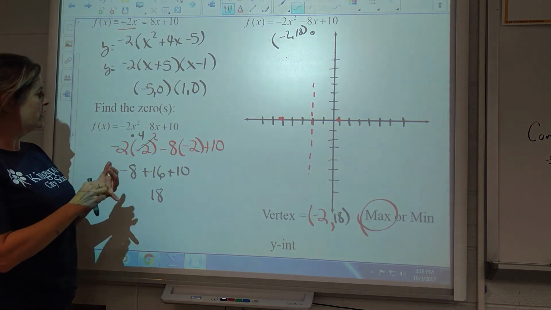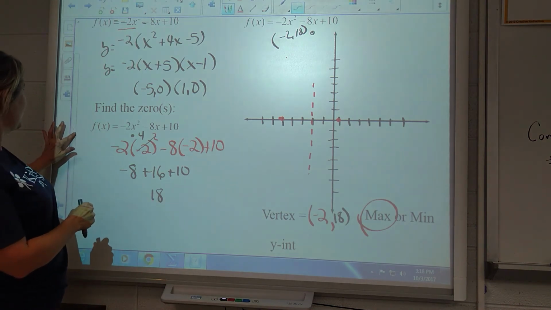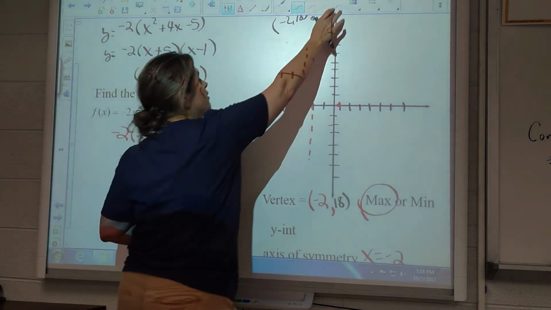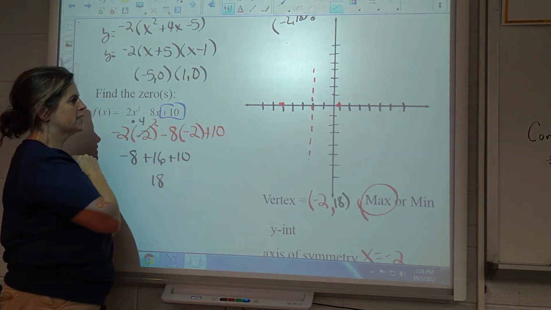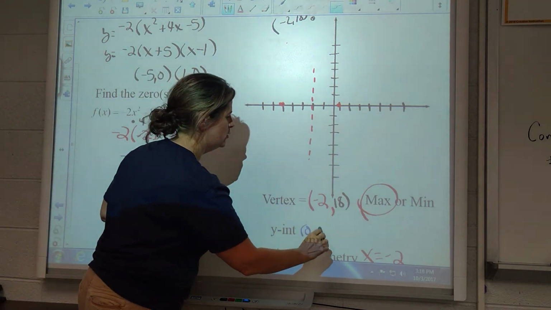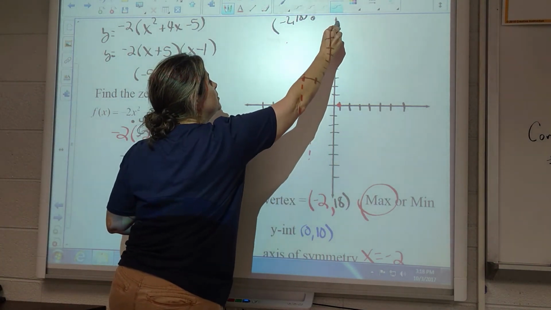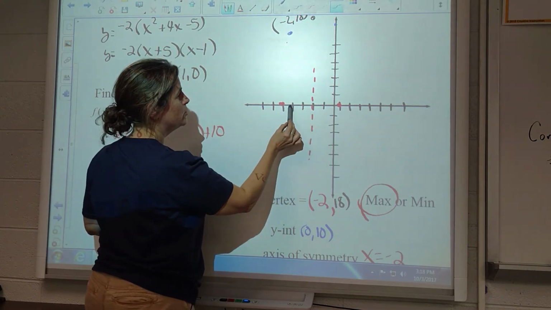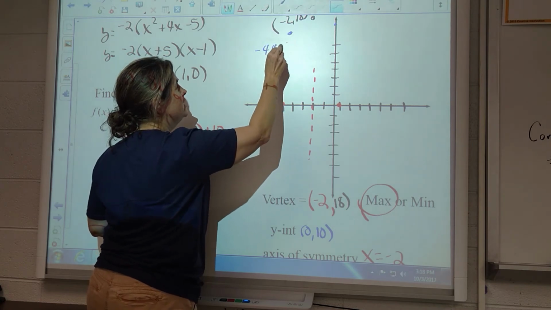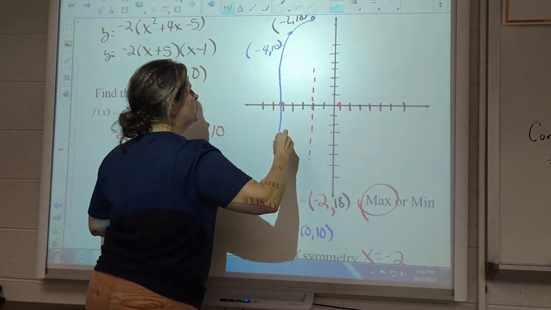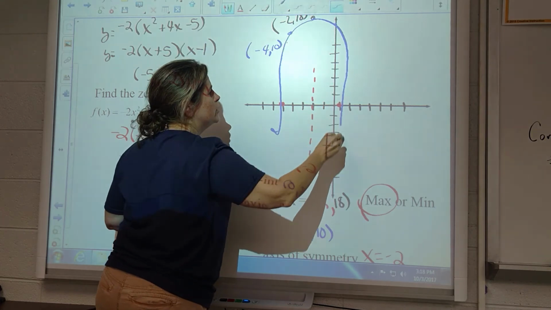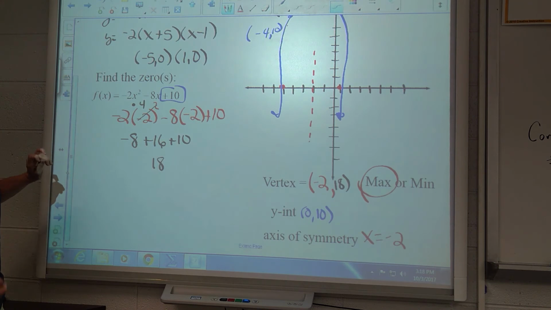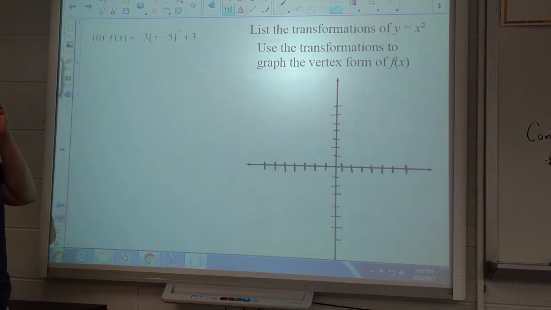Right, we could find our y-intercept. That is asked of us, so we might as well do that. We do have standard form, so we know that the y-intercept is this c value. So I get 0, 10, which means it's going to be here, and I'll have a symmetric point that's 2 away, so it'll be 2 this way at negative 4, 10, and I can draw my parabola. Not a very pretty one, but it's okay. We've answered all the questions, so let's go on to number 10.